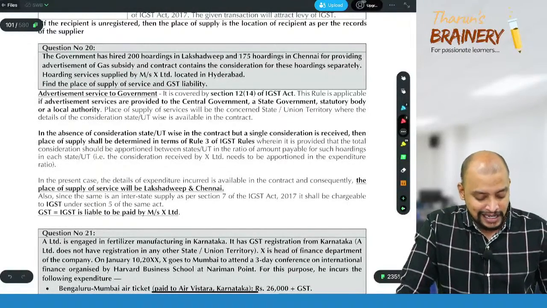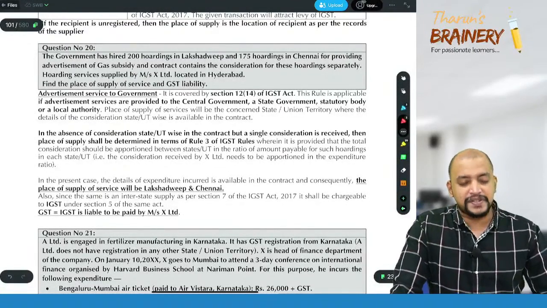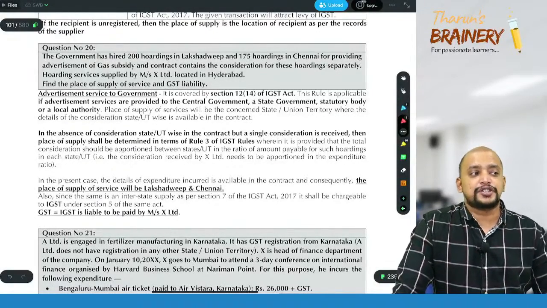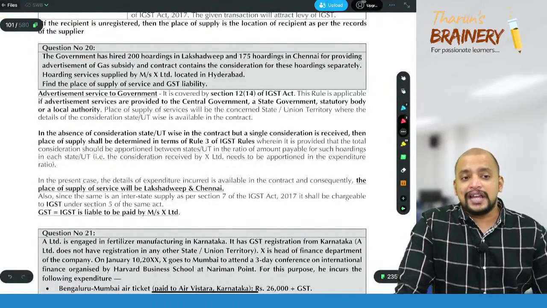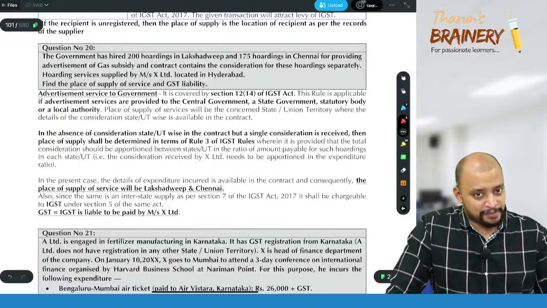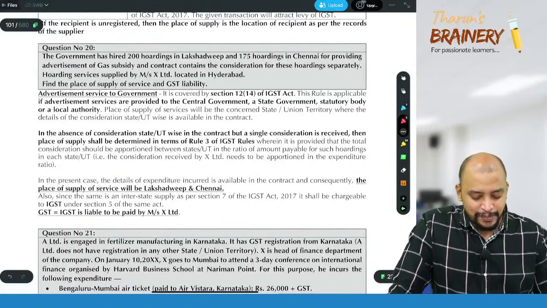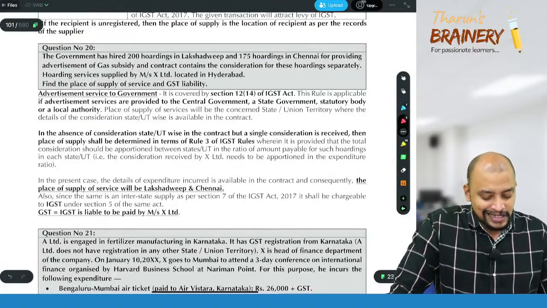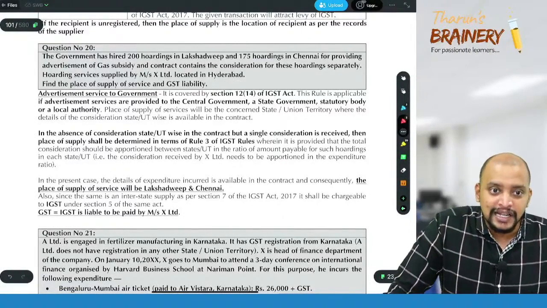X Limited located in Hyderabad. Find the place of supply of service and GST liability. Now advertisement services to government, we need to take each state as the place of supply. So therefore here Lakshadweep and Chennai will be taken as the place of supply, because the contract contains a consideration for these hoardings separately. So we will take that.